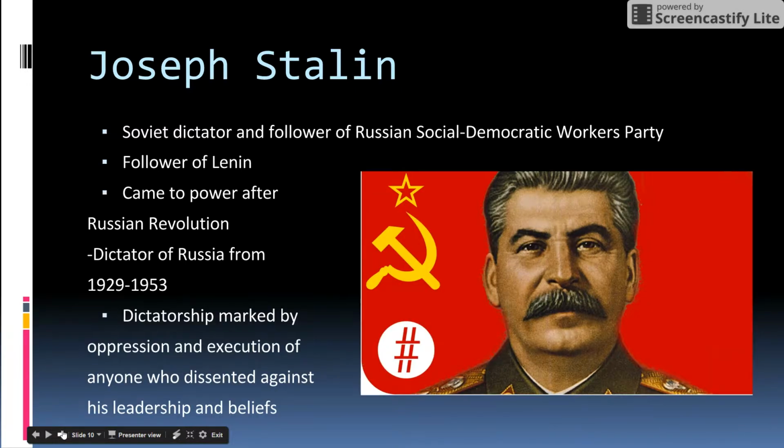Stalin was even worse than Lenin. He was a Soviet dictator, and he came to power again after the Russian Revolution, and he was dictator of Russia from 1929 to 1953. So he had quite a long rule. When you consider that our presidents can only be leader for 8 years, his dictatorship was awful. It was marked by oppression and the execution of anyone who disagreed with him or dissented against his leadership and his beliefs. He often sent people to concentration camps, death camps, and work camps, much like you kind of recall that Hitler did during World War II.